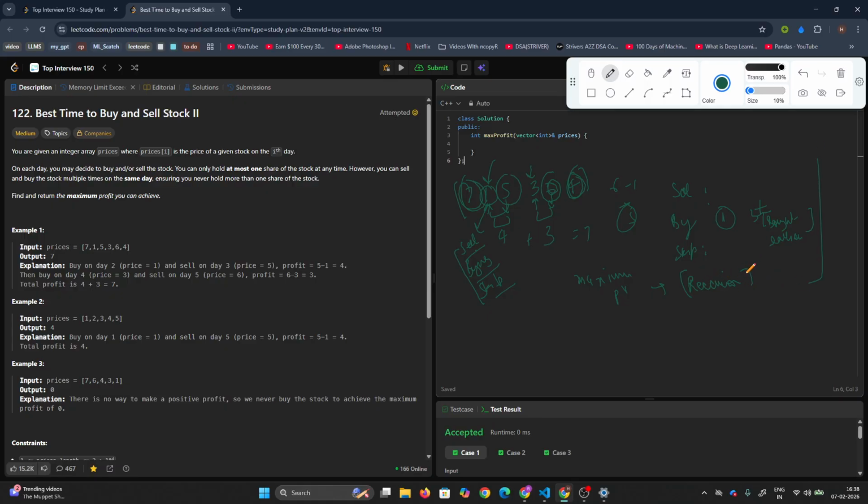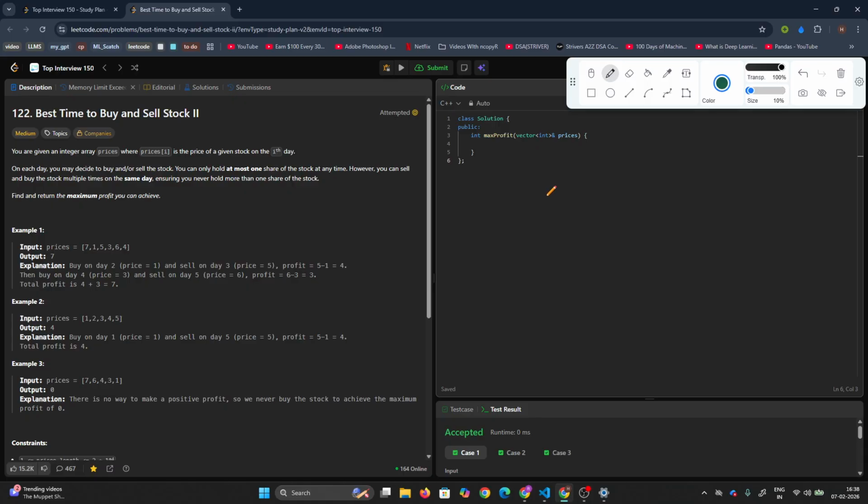Okay, so first we'll try to write the recursion code, then we will see how we can optimize it, or what can be done. Okay, so let us start again. For recursion, what basically we do is we first think of the base case.